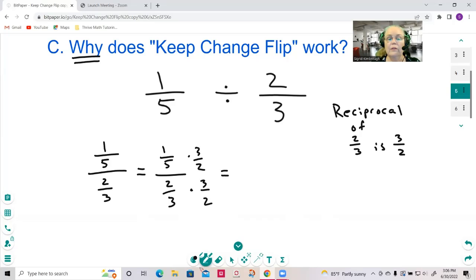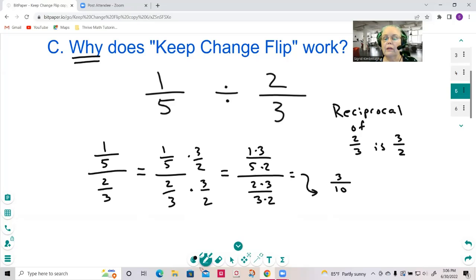We're going to multiply these fractions. So you get 1 times 3 over 5 times 2, and that's all over 2 times 3 over 3 times 2. So we end up with, let's move this down a little bit, 3 over 10 over 6 over 6. So that's going to be 3 over 10 over 1, which equals 3 over 10. And do you see how we got the same answer?